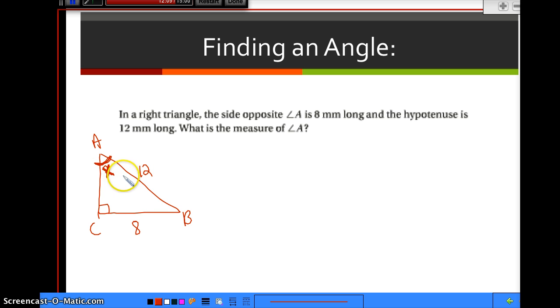So notice they want an angle. So let's see. They gave us the hypotenuse. They gave us the opposite. Which trig function uses opposite and hypotenuse? Is it sine? Yes. Sine is opposite over hypotenuse. So you're going to do sine of what angle? That's actually what I'm looking for. So that's where the x goes. Is equal to opposite, which is 8, over the hypotenuse, which is 12.